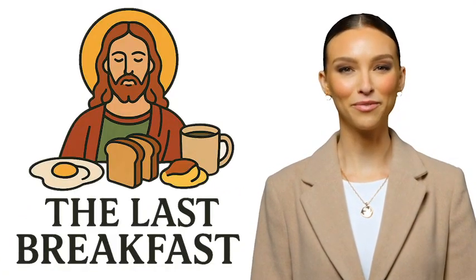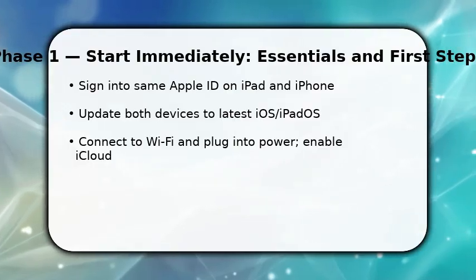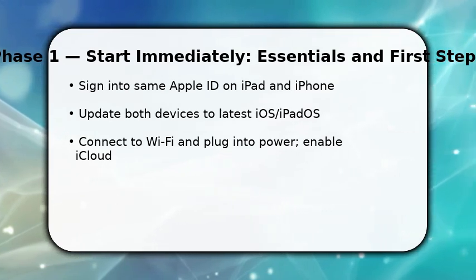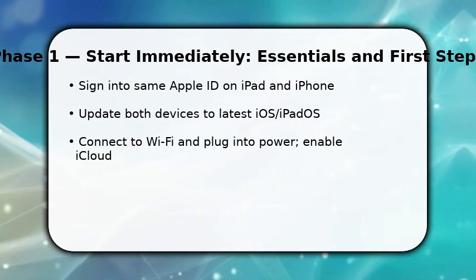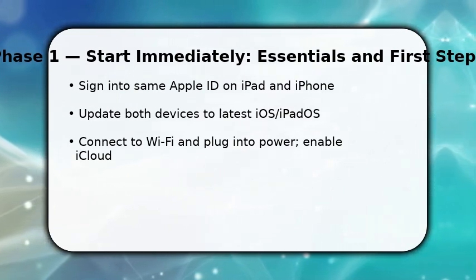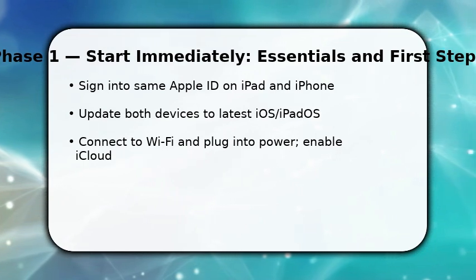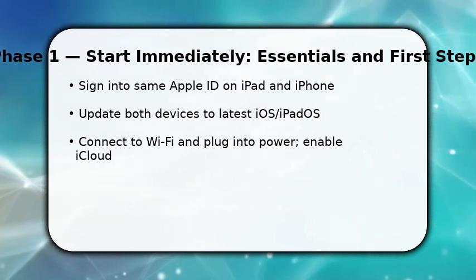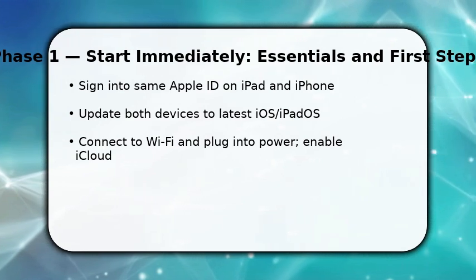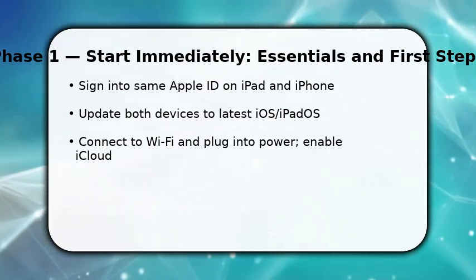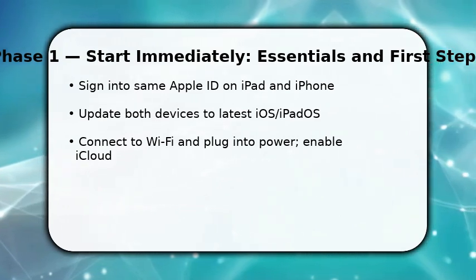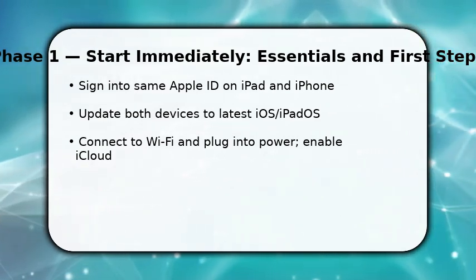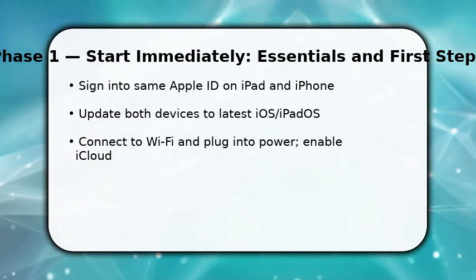Please enjoy the video. You start by signing into the same Apple ID on both devices. This is non-negotiable. Once signed in, make sure both iPhone and iPad are updated to the latest iOS or iPadOS so features align. Then connect each device to stable Wi-Fi and plug into power. This prevents interruptions. Finally, enable iCloud in settings and verify you have enough iCloud storage. These steps prepare the devices.